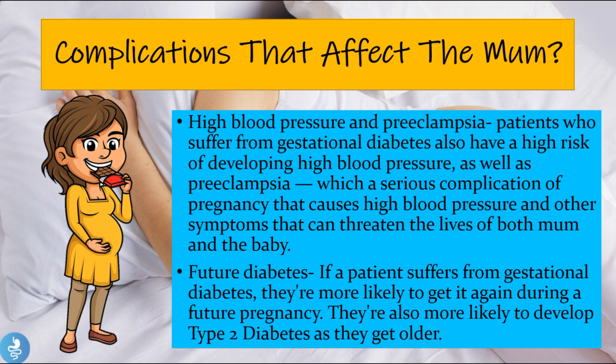So high blood pressure and preeclampsia, because patients who suffer from gestational diabetes also have a high risk of developing high blood pressure as well as preeclampsia, which is a serious complication of pregnancy that causes high blood pressure and other symptoms that can threaten the lives of both the mom and the baby. And future diabetes in the mom. So if the patient suffers from a gestational diabetes, they are more likely to get it again during a future pregnancy, and they're also more likely to develop type 2 diabetes as they get older, which means later in life.